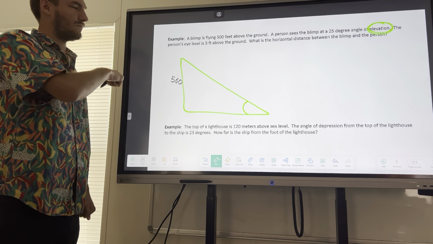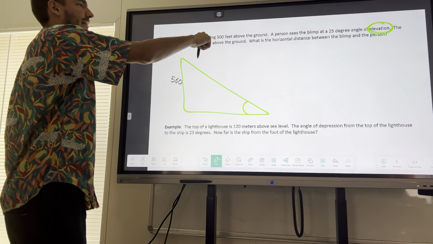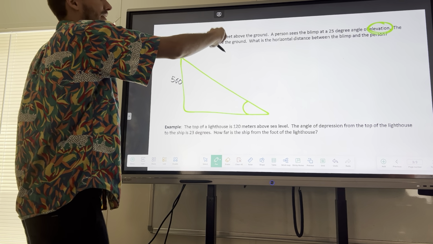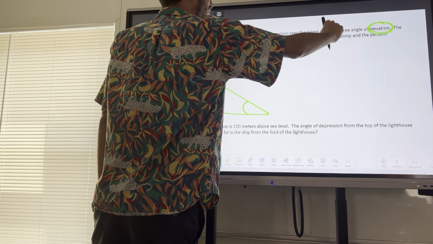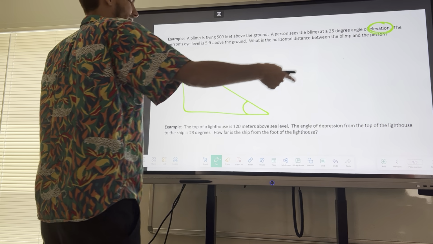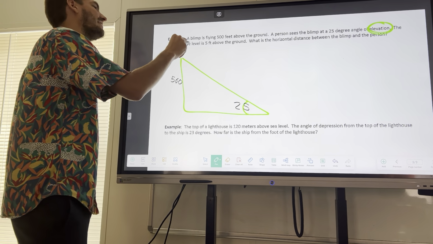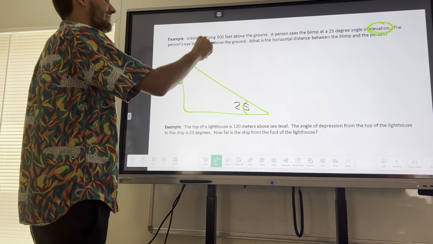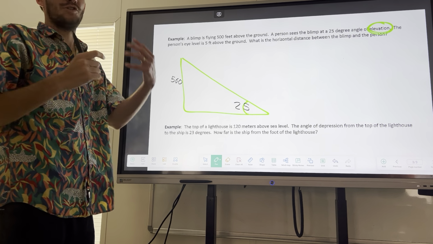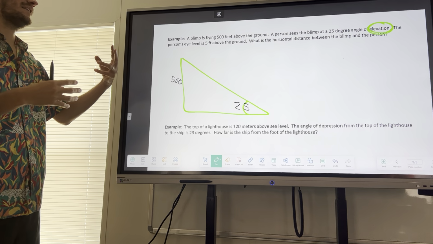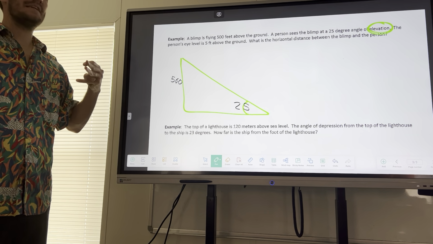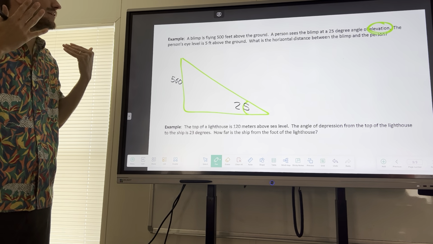So, I like how you're thinking. Let's just go one thing at a time. We got 500 feet. The person sees the blimp at a 25-degree angle. Where does that 25 go? Obviously right here, nobody's stressing that. The person's eye level is 5 feet above the ground. So we should have had two numbers, but now we've got three numbers. And Dory was on something, he said, would it be 495?